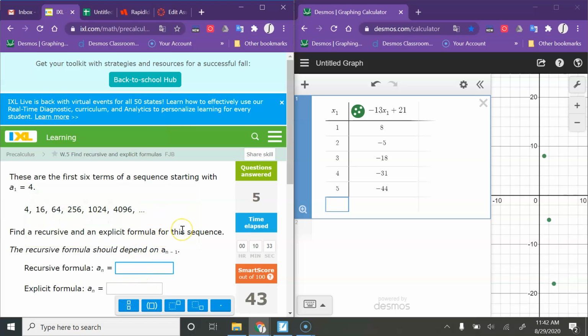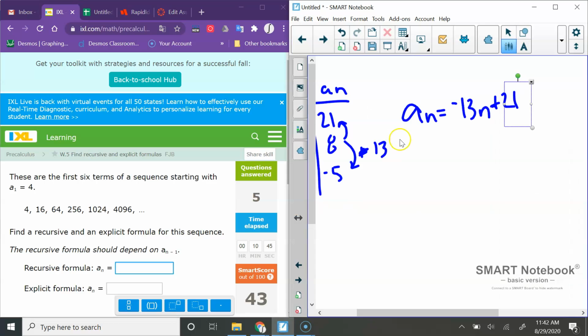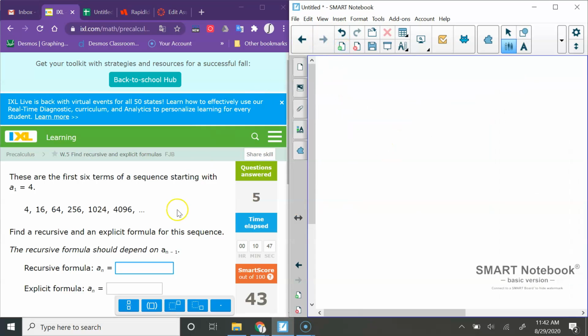All right, this brings us to one where we're no longer adding. This time we have to be multiplying. 4 times 4 is 16, 16 times 4 is 64, and so forth. So for our recursive formula, we are multiplying by 4 each time.